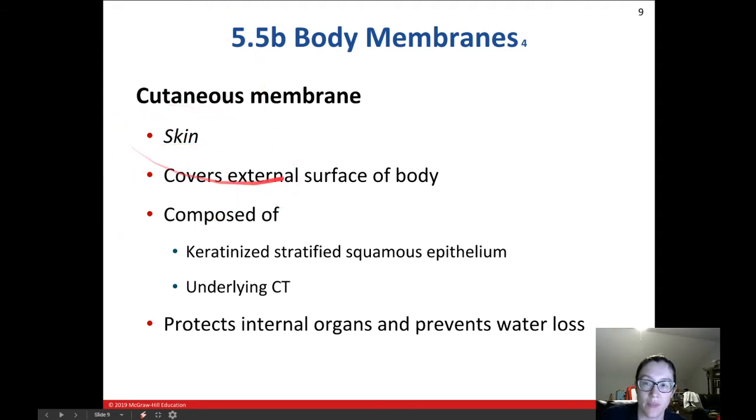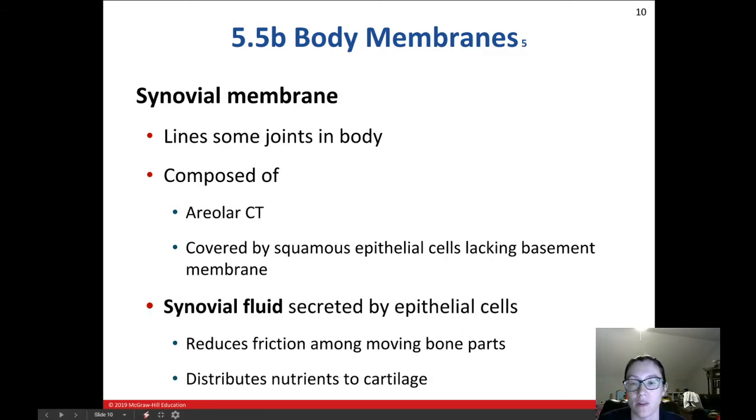So this is the skin. It covers the outside of the body, the external surface of the body, and it's going to be composed of an outer layer of keratinized stratified squamous epithelium and an underlying connective tissue. So it's mostly going to be dense irregular connective tissue with some areolar and adipose connective tissue mixed in there. And this is going to protect the internal organs and prevent water loss. So once again, I'm not going to spend too much time on that because next chapter we'll be going into all of that information. Now the final one is the synovial membrane.